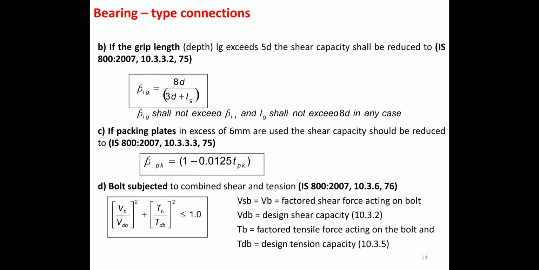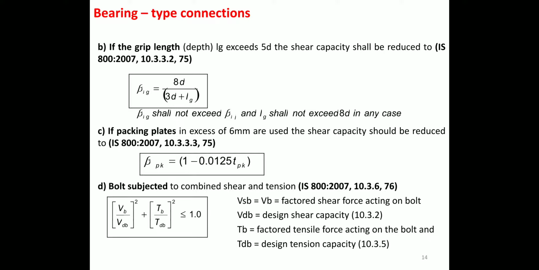Then the third criteria: if packing plates in excess of 6 mm are used, the shear capacity should be reduced according to IS 800 2007, clause number 10.3.3.3, page number 75. So for the packing plate, beta suffix PK, where PK stands for packing plate, beta PK is equal to 1 minus 0.0125 times T suffix PK, where T is the thickness of that packing plate.